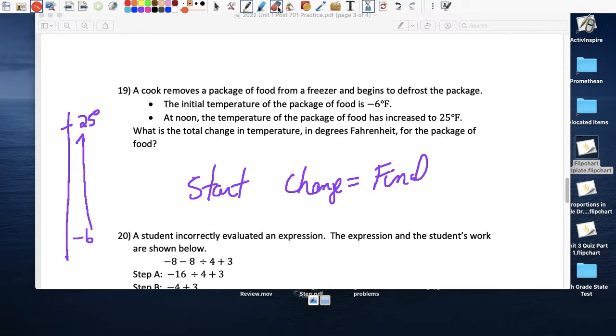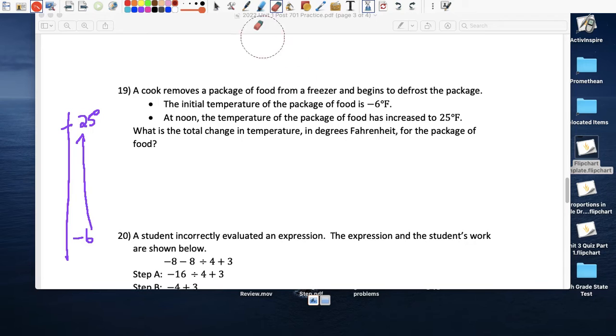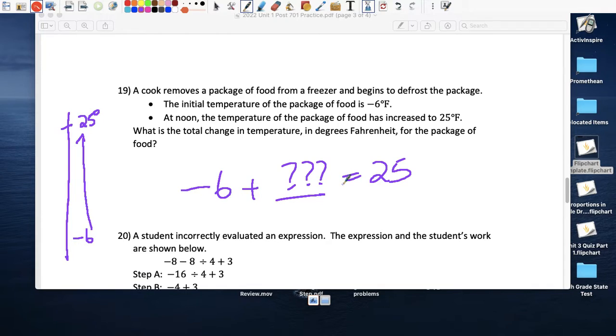All right, let me erase that. So here's what's happening. Where do we start? We start at negative 6. Is it going to go up? Yeah, so it's going to go up. And then it's going to become 25. What is this number over here? That's what we're looking for.